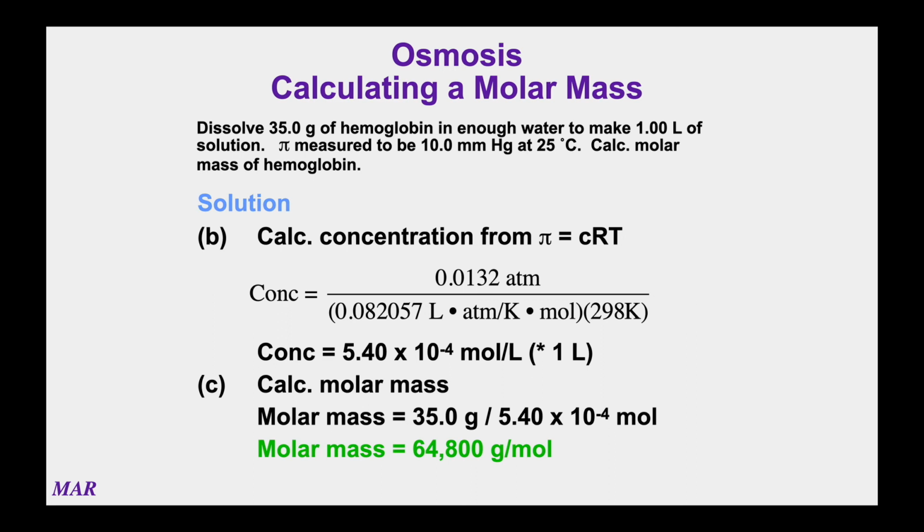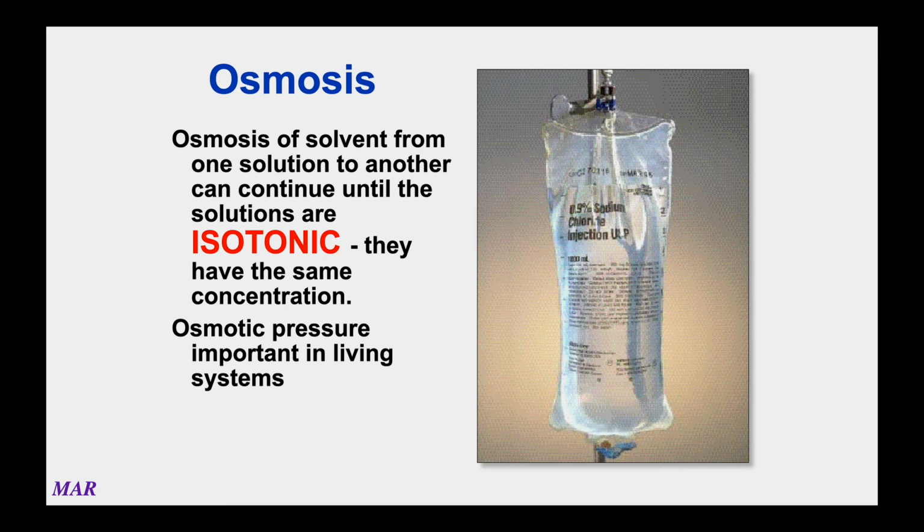Osmosis is used a lot in biochemistry as a technique to solve for the molar mass of these big biomolecules. It's really cool. Osmotic pressure works a little bit better than freezing point or boiling point changes. Osmotic pressure can be measured and calculated back. It's pretty cool. In the medical field, osmosis is critical.